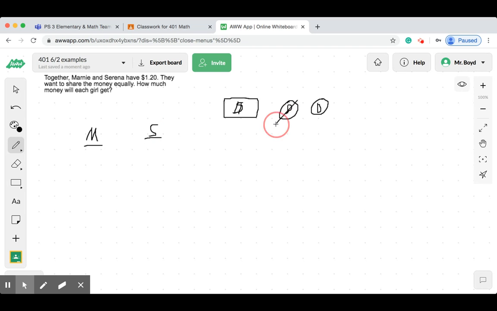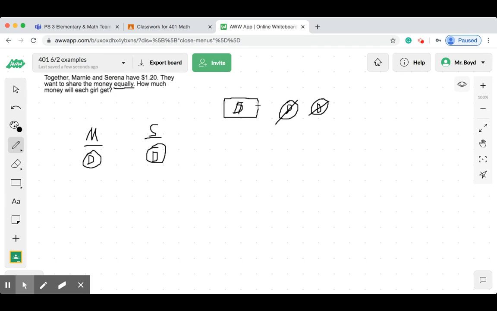I can take one of these dimes and put it over here for Marnie. And I can take my other dime and put it over here for Serena. So they both have a dime, because it says they want to split the money equally. So they're going to have to get the same amount of money. I crossed out the dimes over here so I know I used them.